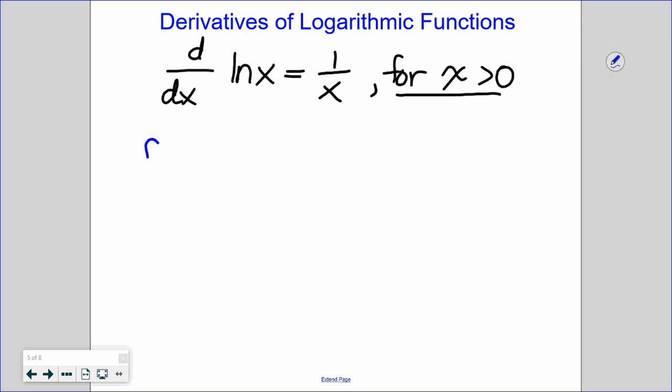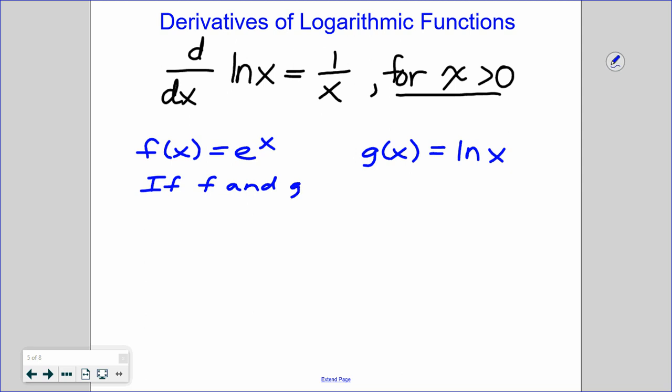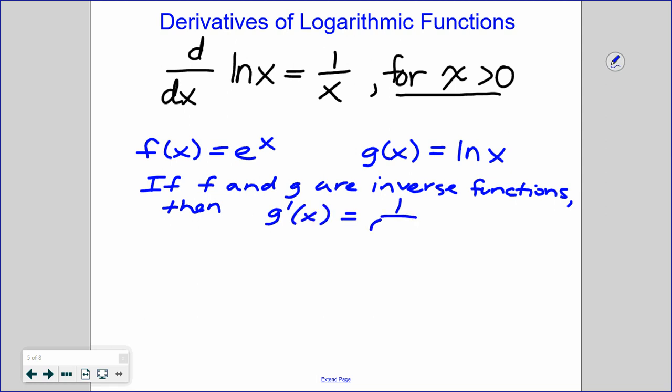All right, so let's just say we let f of x equal e to the x. So knowing that natural log of x is the inverse, I'm going to let g of x equal natural log of x. All right, so remember this rule. If f and g are inverse functions, then g prime of x equals 1 over f prime of g of x. That's the rule for the derivative of an inverse function.